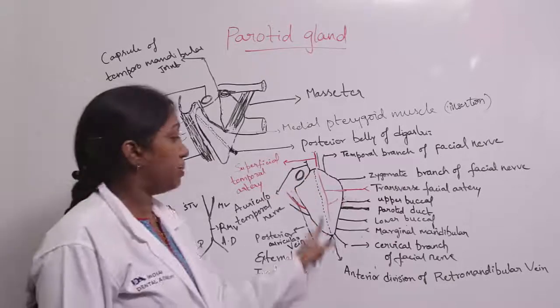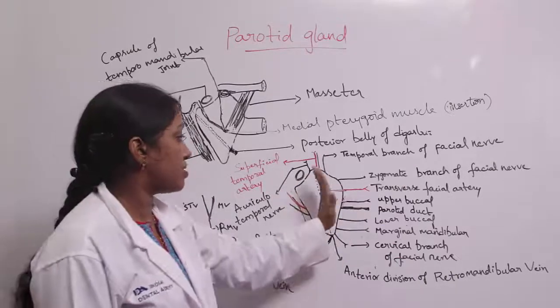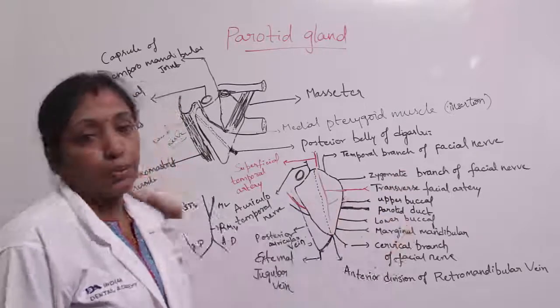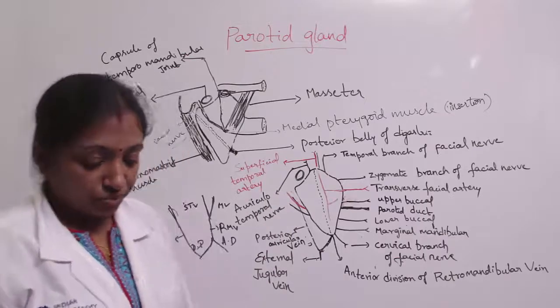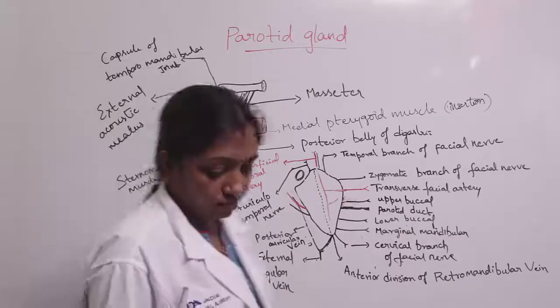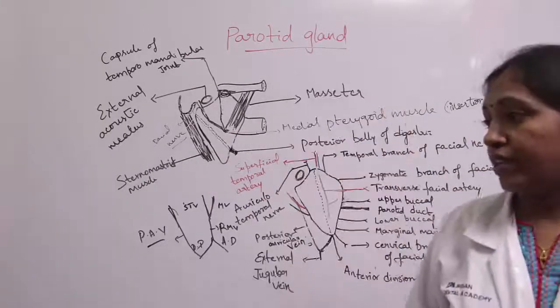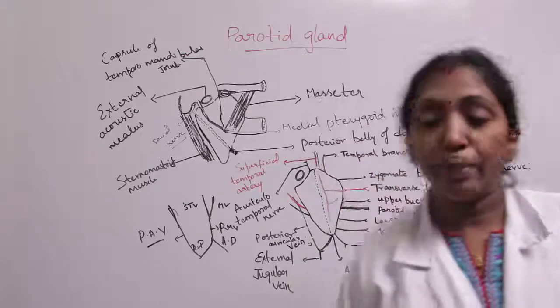And the medial border, it is of no significance, it just separates the anteromedial surface from the posteromedial surface. So that's about the borders of the parotid gland. Coming to the structures passing through the parotid gland.